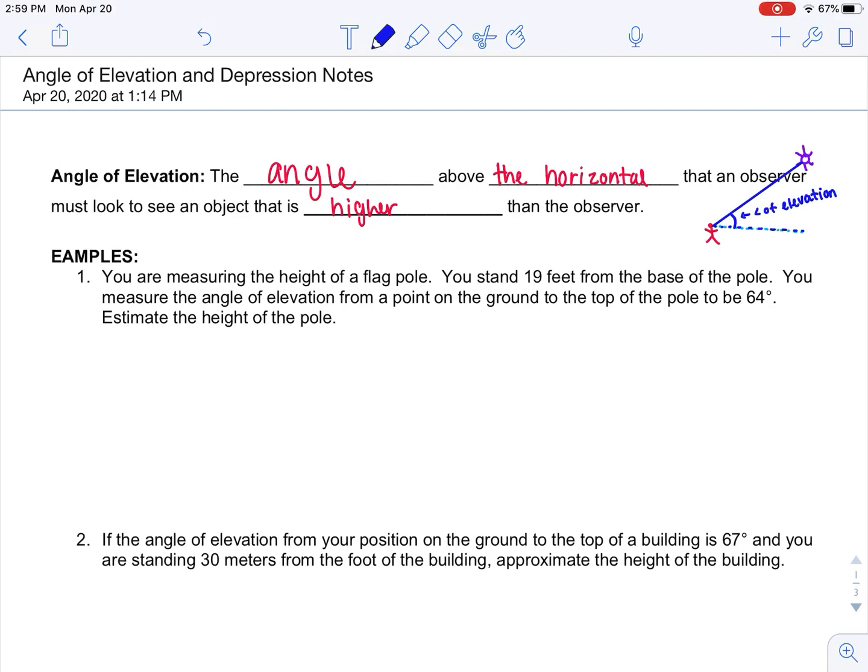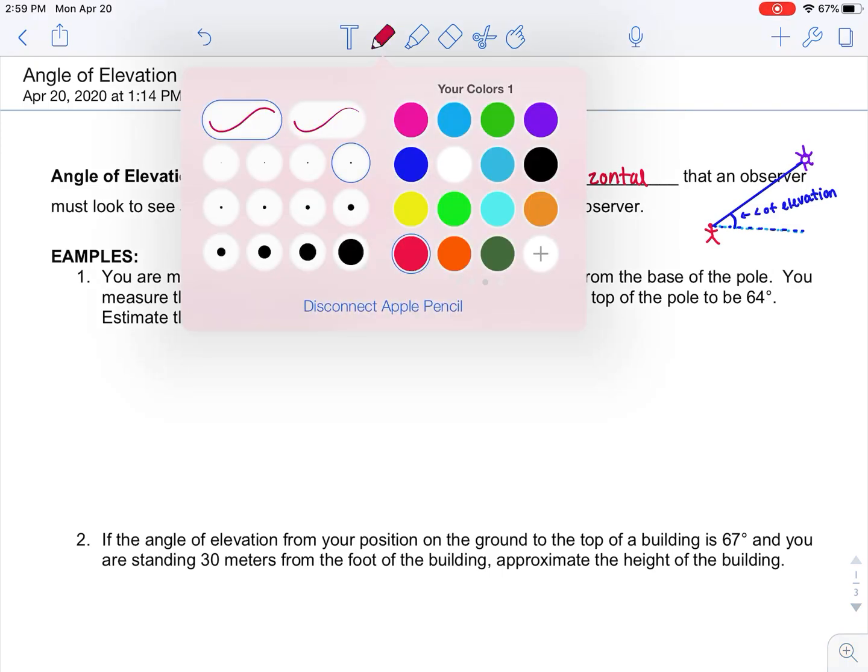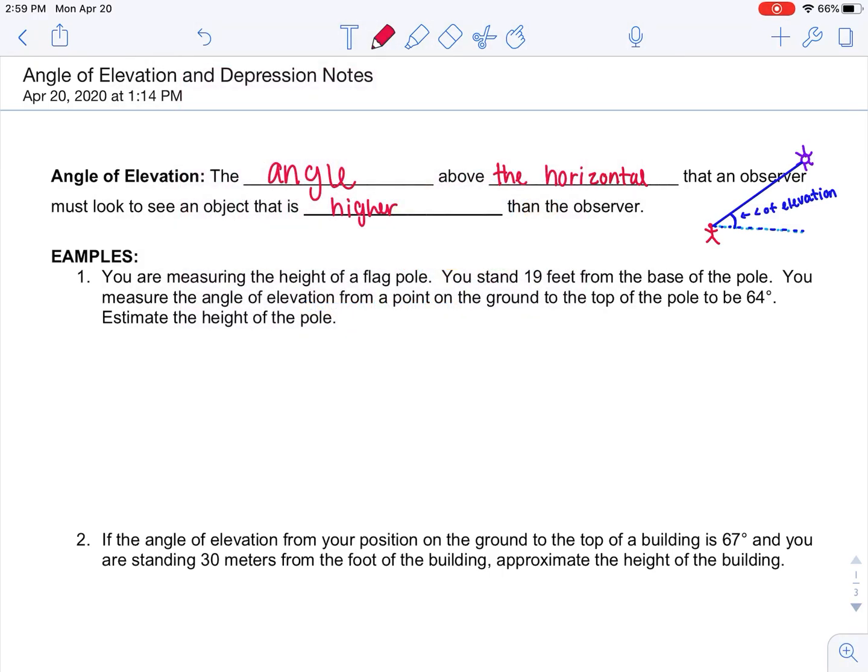So for example, you are measuring the height of a flagpole. You stand 19 feet from the base of the pole. You measure the angle of elevation from a point on the ground to the top of the pole to be 64 degrees. Estimate the height of the pole. Remember, when we talk about these, all of your pictures should be right triangles. We're doing right triangle trig, so that means all of your pictures should be right triangles. So here's my right triangle. Let's say this is my flag. Let's make it an American flag.